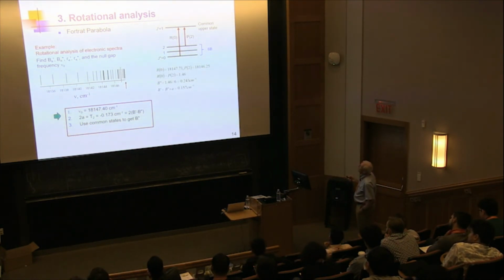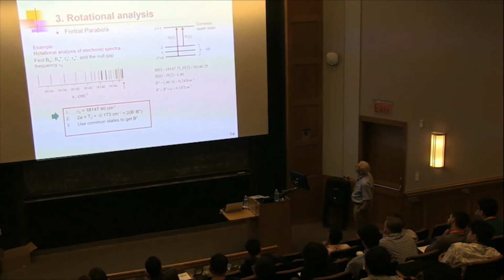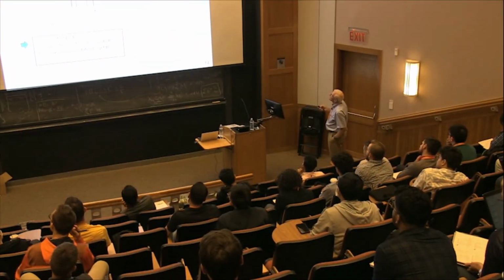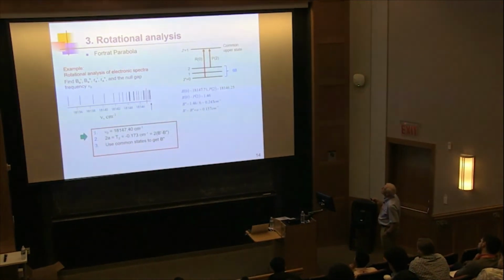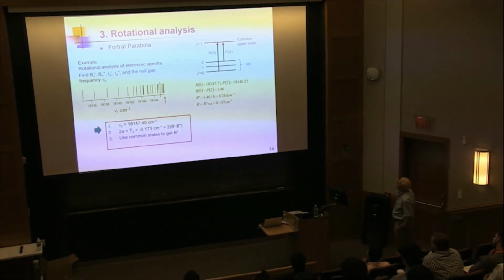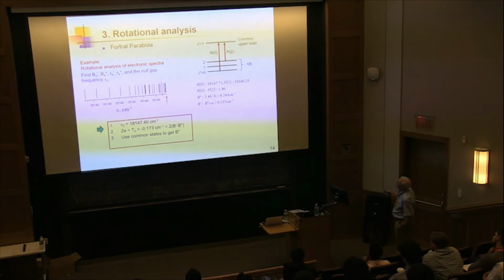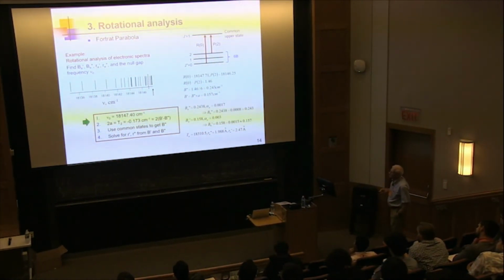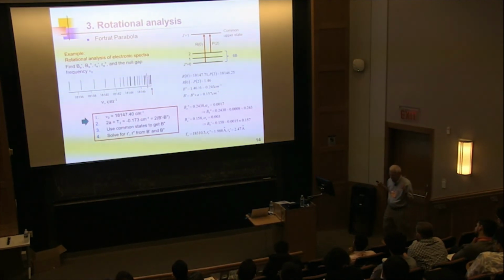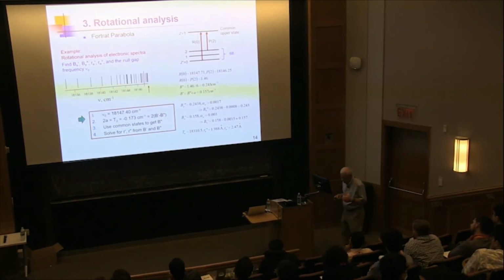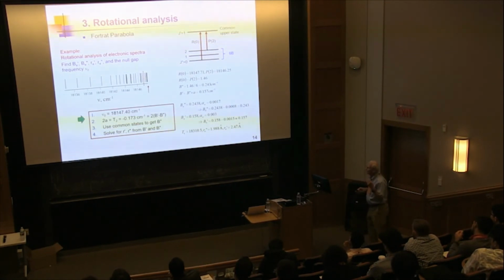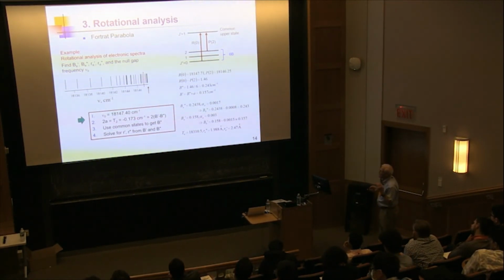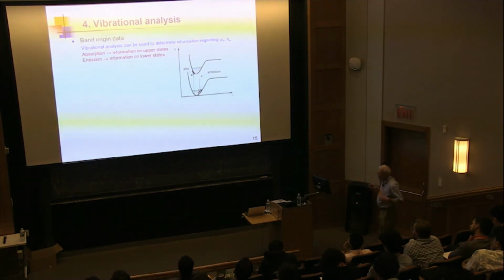I identify the P2 line and the R0 line that have the same upper state. See, this goes from 0 to 1. This one goes from 2 to 1. And so I take those numbers, and that difference is 6B, and I just solve for everything. So you can use this principle. This is rotational analysis of electronic spectra, from which I get the null gap value, B prime, B double prime. So it's like a step-by-step, you interrogate the spectra.